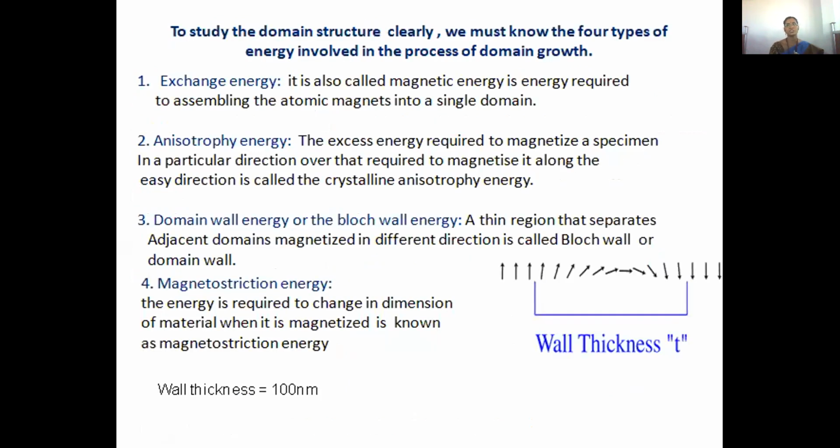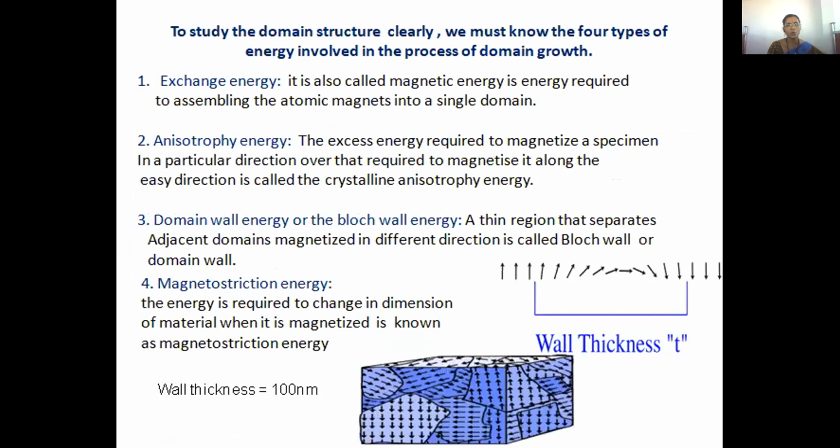Next, to study the domain structure clearly, we must know the four types of energy involved in the process of domain growth. Exchange energy, also called magnetic energy, is the magnetic energy required for assembling the atomic magnets into a single domain. Anisotropy energy: the excess energy required to magnetize a specimen in a particular direction over that required to magnetize it along the easy direction is called the crystalline anisotropy energy.